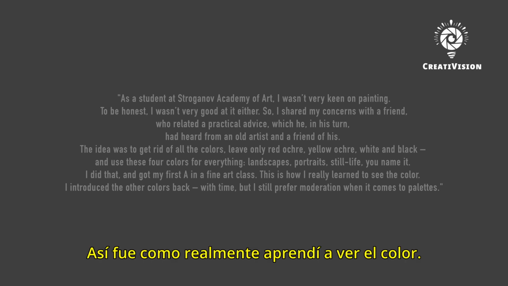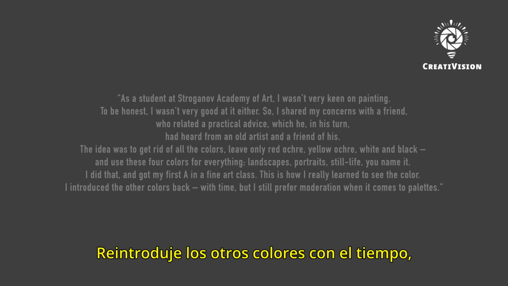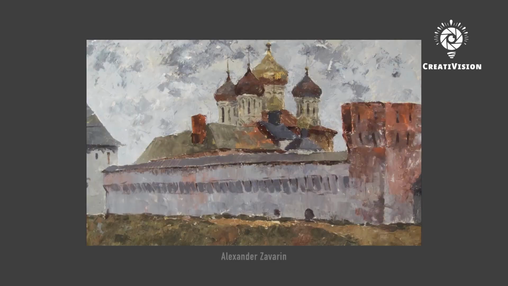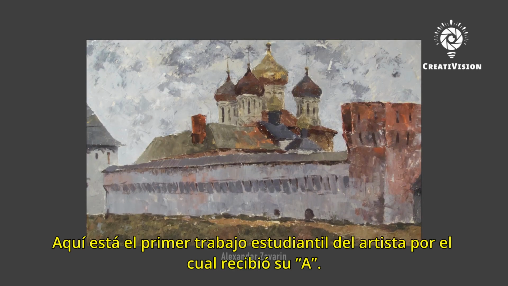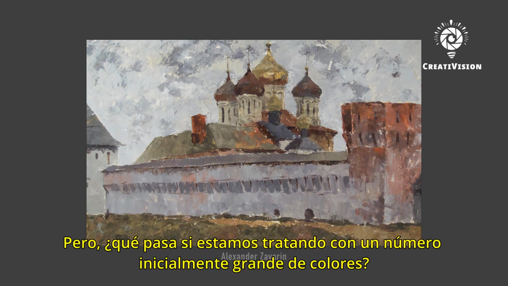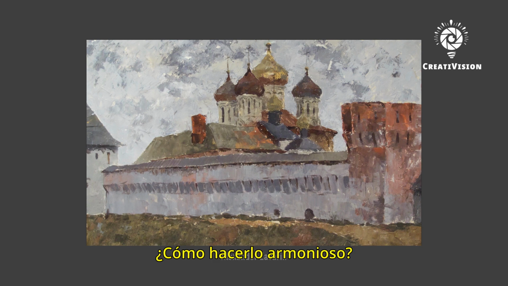This is how I really learned to see the colour. I introduced the other colours back, with time, but I still prefer moderation when it comes to palettes. Here is the very first student work of the artist, for which he received an A. Only 2 paints are used here, namely white and black. But what if we are dealing with an initially large number of colours? How to make it harmonious?